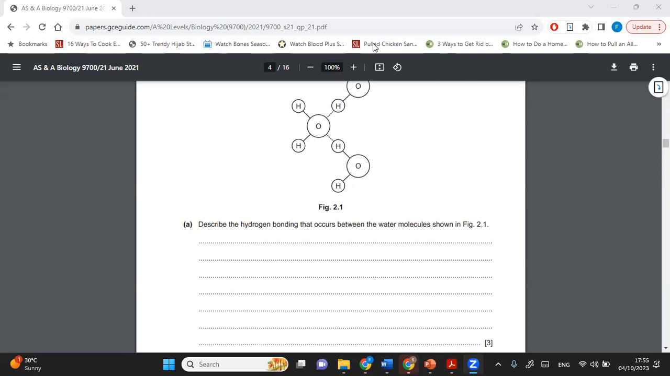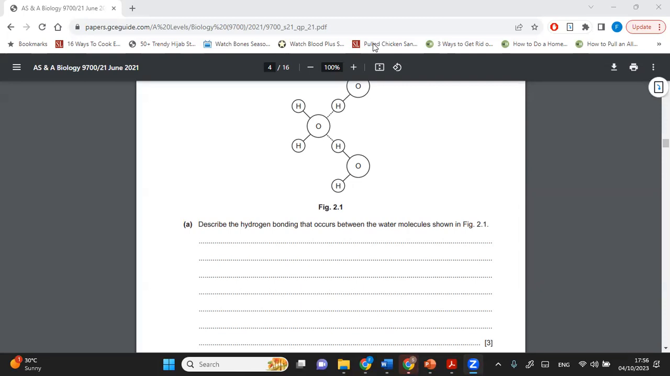Guys, how can we answer this? What points do you guys think I should go ahead and include over here? That hydrogen will be covalently bonded to lone pairs of oxygen. So we have hydrogen covalently bonded to oxygen, right? And then what else should I say?